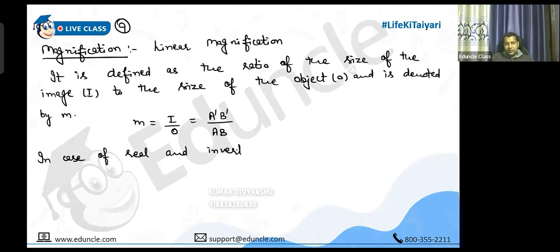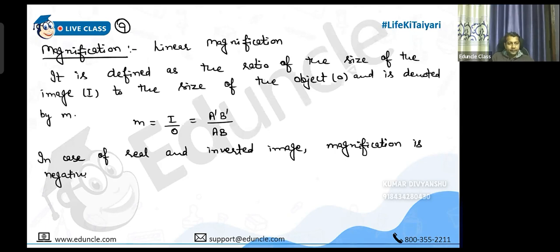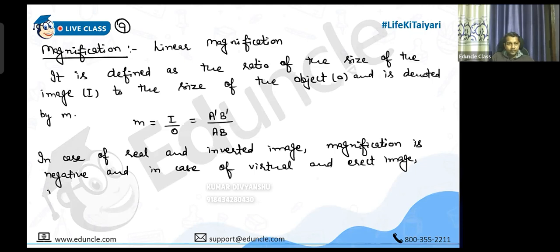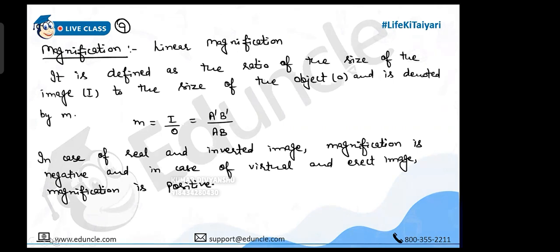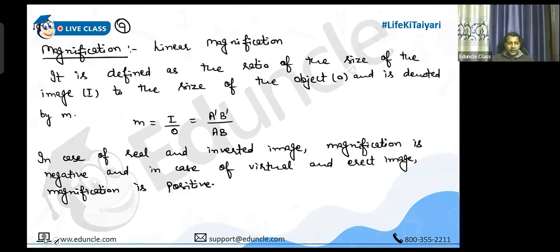Now magnification can also tell us about the nature of the image. In case of real and inverted, you know that a real image is always inverted, so magnification is negative, because then A dash B dash will be negative and AB is always positive. The object is always erect. And in case of a virtual and erect image, it is positive. Clear? Now let us discuss a few cases in order to get insight into the magnification.